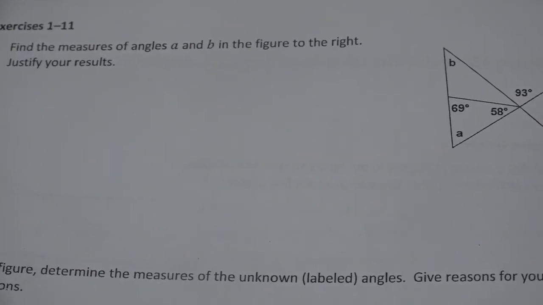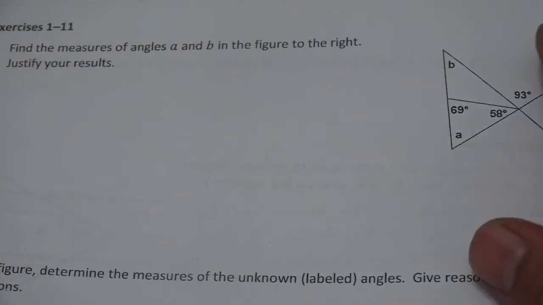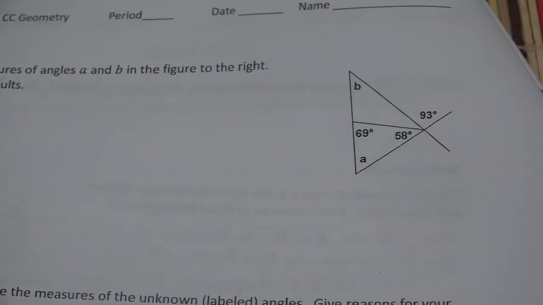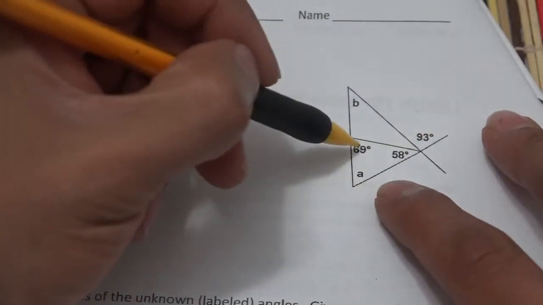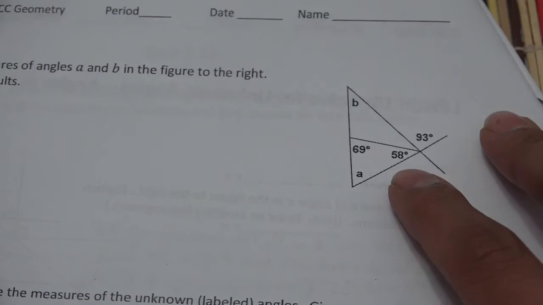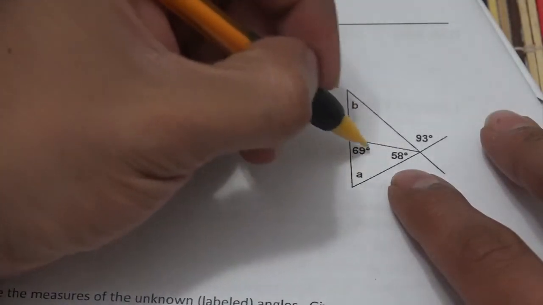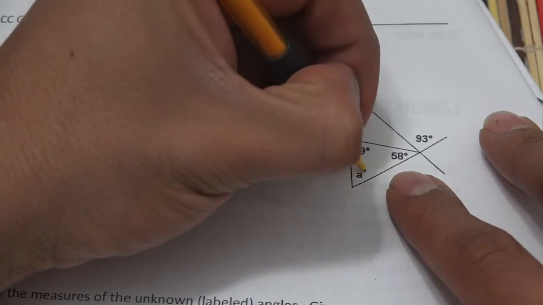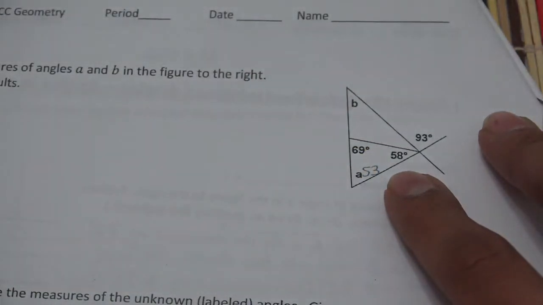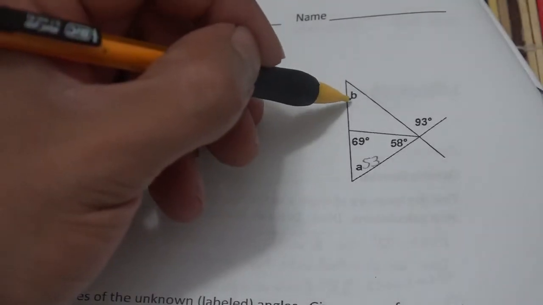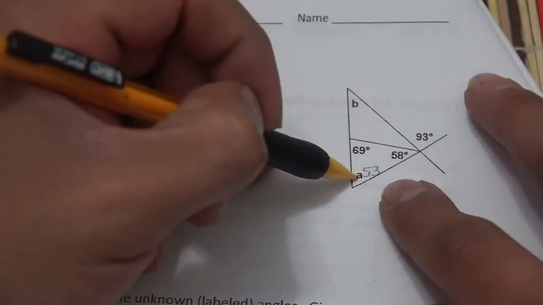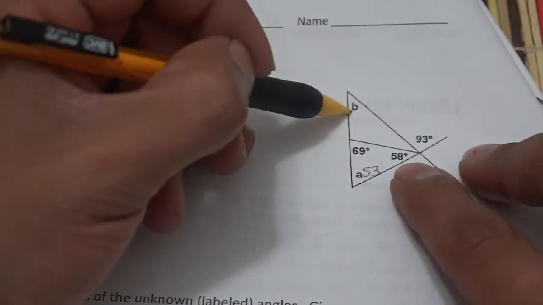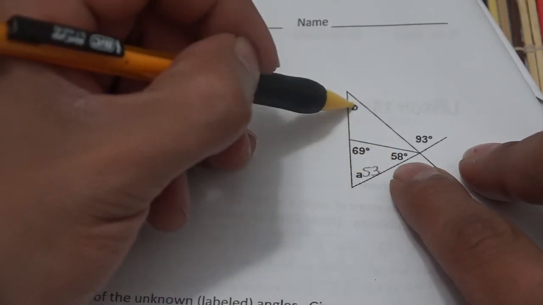Okay, right here. So it says, find a measure of angles A and B in the figure to the right. Justify your result. Okay, I need to find A and B. So, let's see now. A, I know that this is a triangle. So the sum of the angles in a triangle is 180. So therefore, 69 plus 58, subtract that from 180, and you get 53, okay? Now, guess what? Angle B is also part of a triangle. So I have 53, I have 58, and plus B, they should sum to 180.